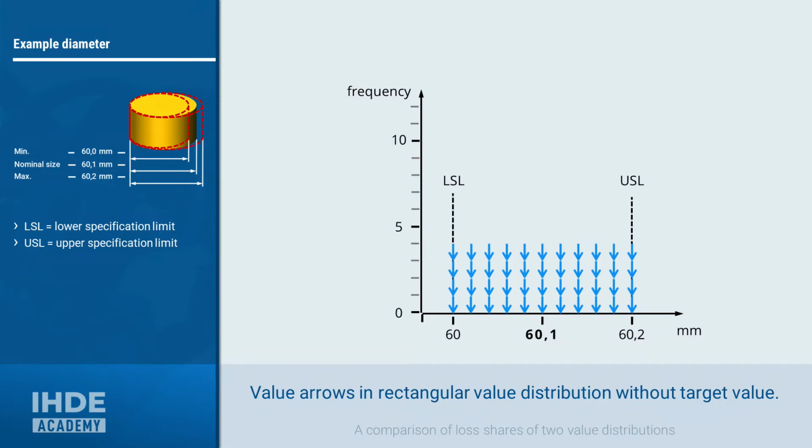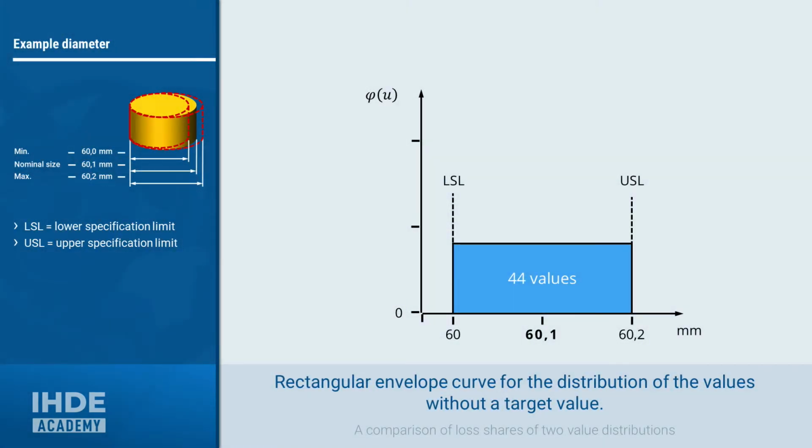As already discussed in one of the previous lessons, the values can be distributed evenly across the entire width of the tolerance if there are no other specifications, such as keeping the spread small. The result is a rectangular or uniform distribution. Instead of the individual values, the distribution is represented by a distribution function. The area represents 100% of all values. In this example, it includes all 44 values.